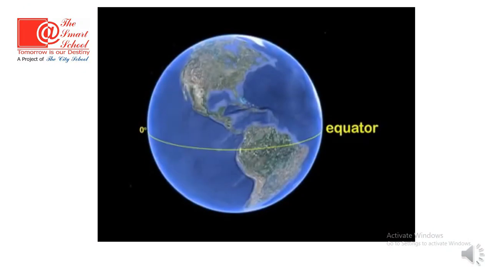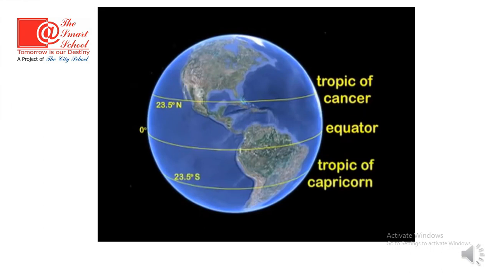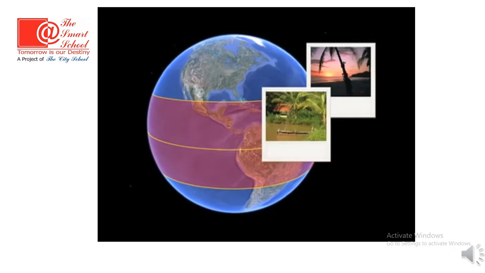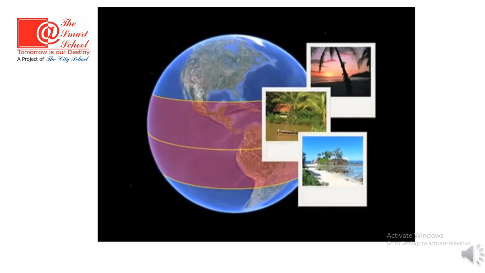The equator lies at 0 degrees, halfway in between the north and south poles. There are several other unique lines of latitude. The Tropic of Cancer lies at 23.5 degrees north, and the Tropic of Capricorn lies at 23.5 degrees south. The part of the Earth that lies between these lines is called the Tropics. It's known for its hot temperatures, heavy rainfall, and dense jungle.